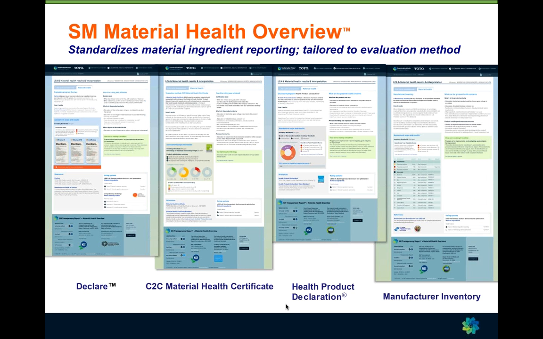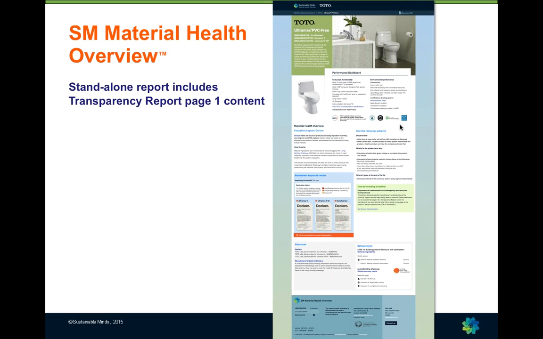There's a material health overview tailored for each evaluation method, delivered in a standardized way, and I'm going to break it down for you. So now when a manufacturer decides, I'm going to declare certain products, I'm going to create HPDs for other products, or maybe do both for the same products, the information is presented in one standard way, they're comparable, and they're designed so that people who really have no knowledge about material ingredient reporting can actually learn everything they need to know about how the study was done, what the results mean, and what the manufacturer is doing to improve.